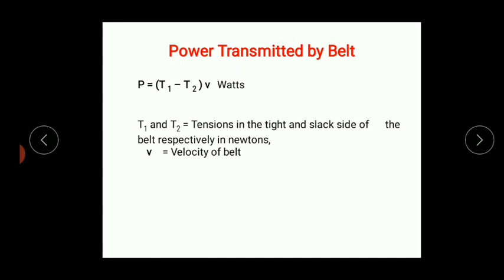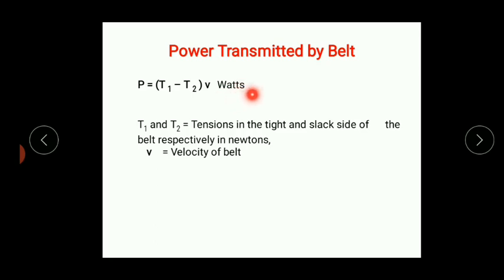Now, power transmitted by a belt. Power transmitted by a belt is given by P is equal to (T1 minus T2) into V, where T1 is the tension on the tight side, T2 is the tension on the slack side, and V is the velocity of the belt which is running over these pulleys. And always remember that the answer we get from this equation is in terms of watts only.